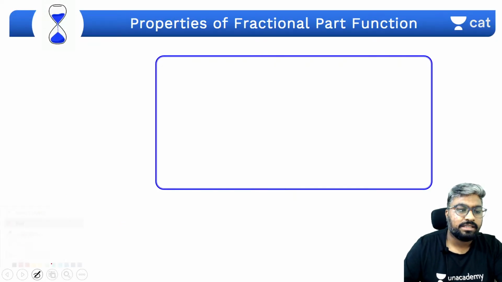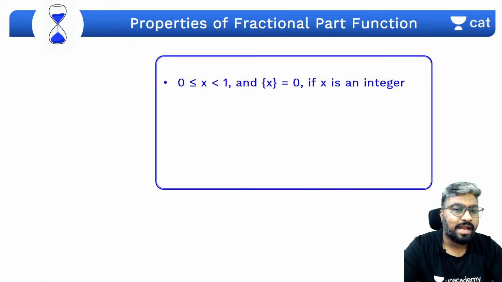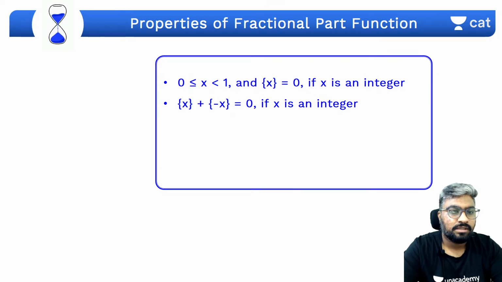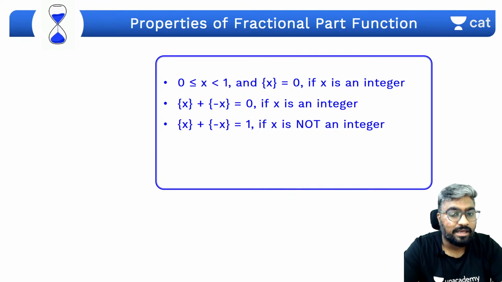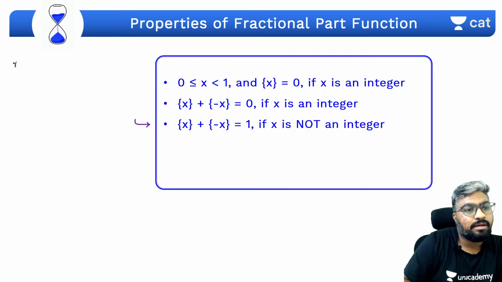Now let's talk about some properties of the fractional part function. The fractional part of x plus the fractional part of minus x will be 0 if x is an integer. And the sum is 1 if x is not an integer. Yes, this one is important: not an integer. For example, if x is, let's say, 1.5.